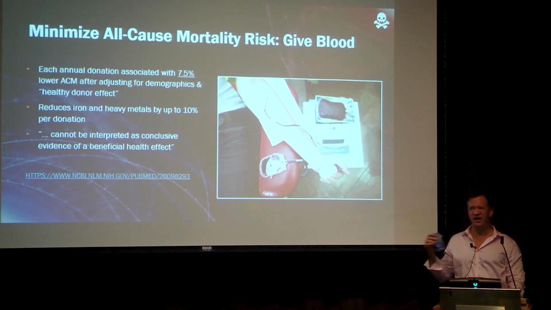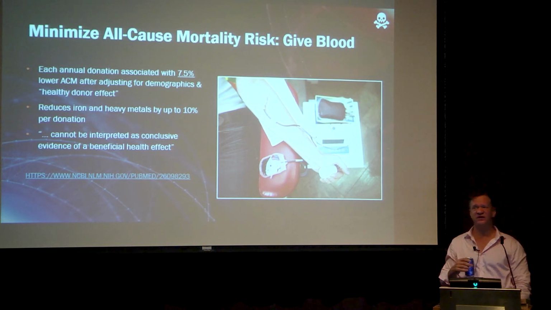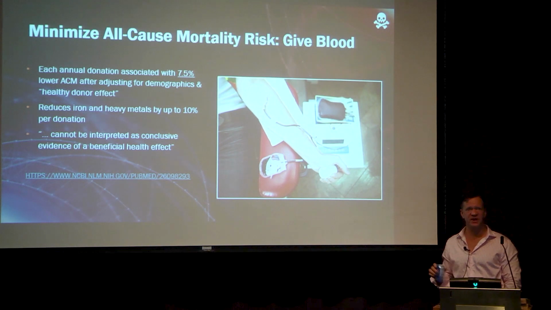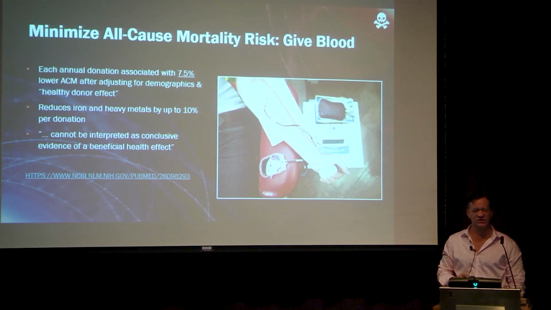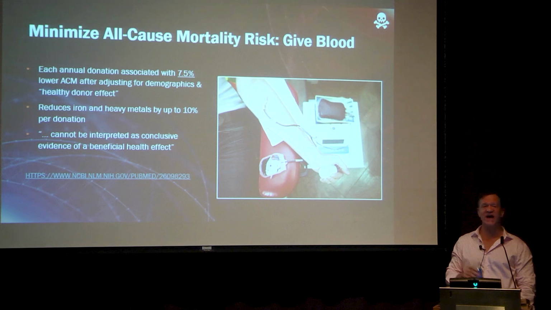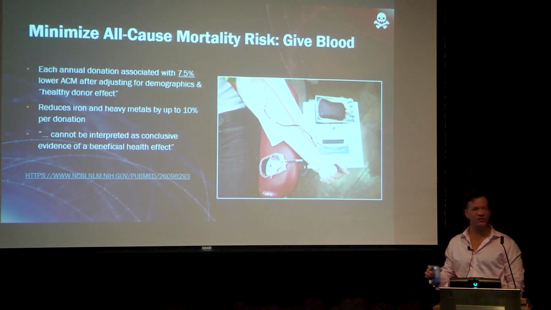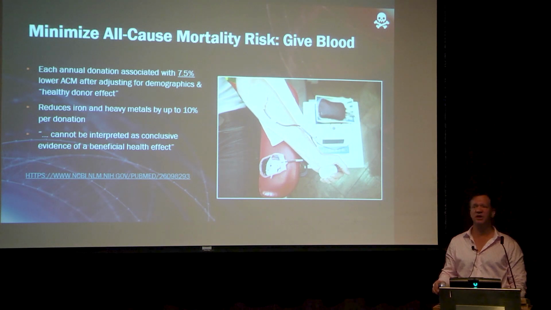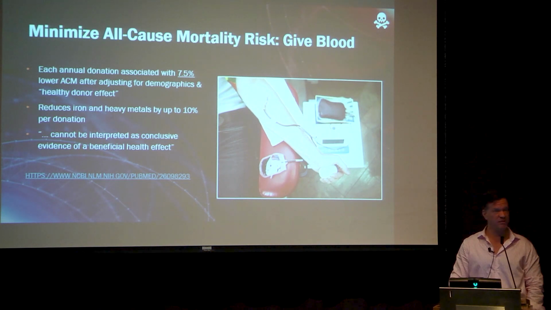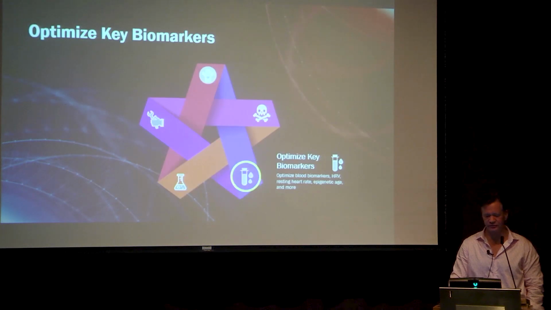But for my part, I've done some blood tests. I found that I have a little bit too much of certain heavy metals in my system, a little bit too much mercury. I'm trying to get rid of those. So I'm now making a point of giving blood as often as I possibly can because I want to get my levels down. Every time you give blood, that's about 10% of your total blood supply leaving your system. So that's going to reduce your blood levels of those toxins by about 10%. And that may be where the benefit comes from. Okay, optimize key biomarkers.